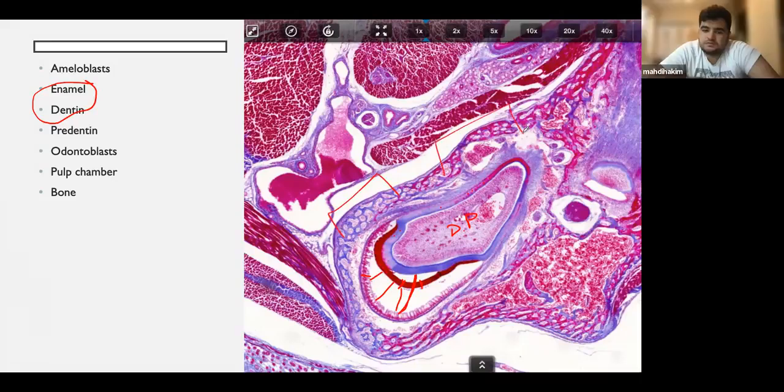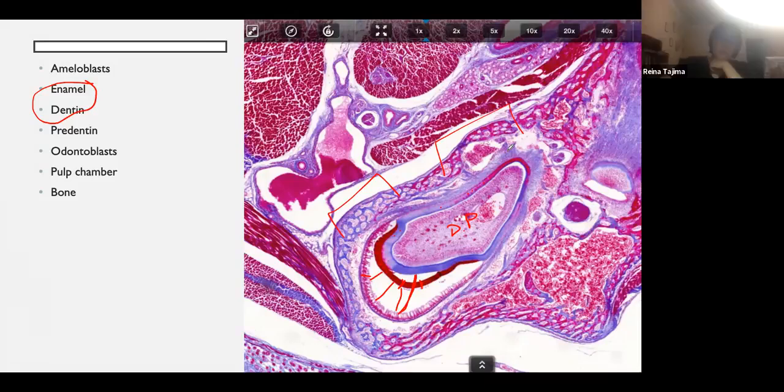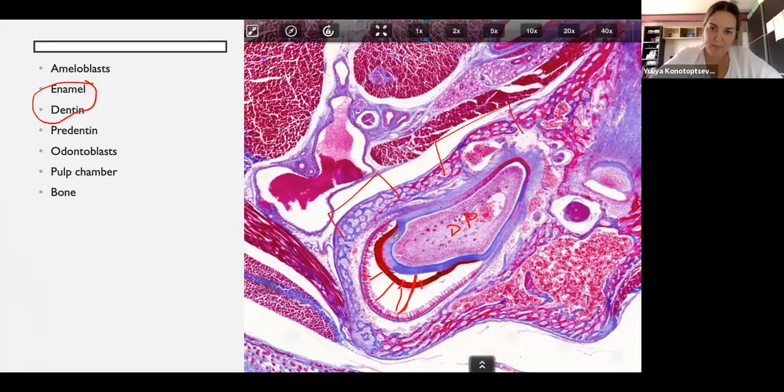Because there are collagen fibers, which is where? In the blue or in the red? No, in the red. Periodontal ligament. Just a second, guys. You're confusing it. We're talking about dentine. This is dentine right here. Dentine in the crown is blue. Dentine in the root is red.